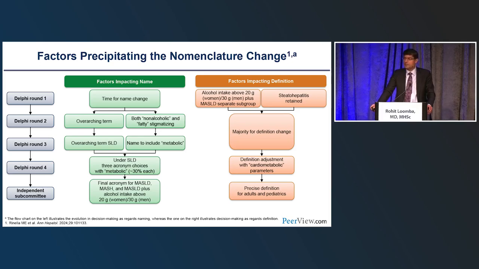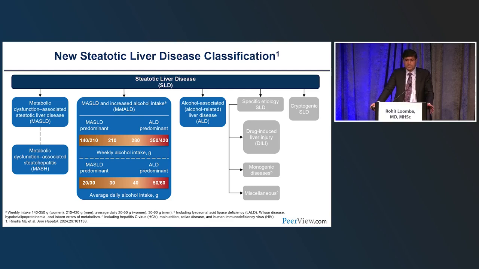The key feature related to MASLD is that alcohol intake above 20 grams, or 30 grams in men, along with features of metabolic syndrome, is associated with a new entity called combined metabolic dysfunction-associated steatotic liver disease with alcohol, or MetALD. Those who consume excessively, which is 60 grams for men and 50 or higher for women, are classified as alcohol-associated liver disease. So this is the broader classification for steatotic liver disease.